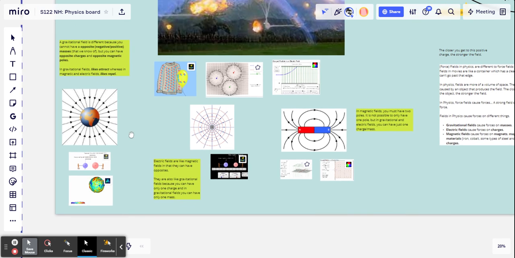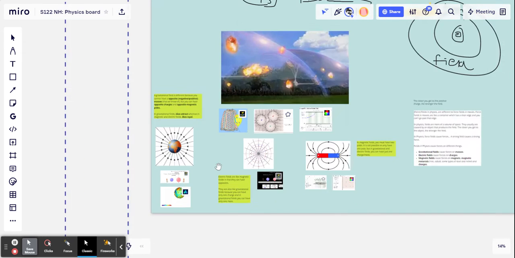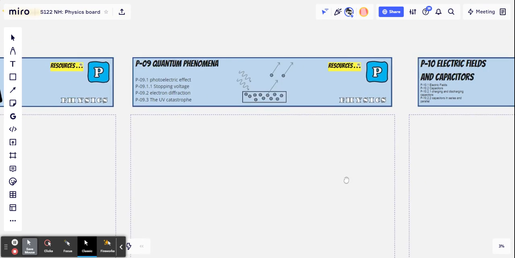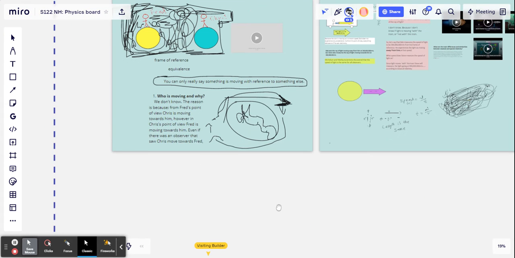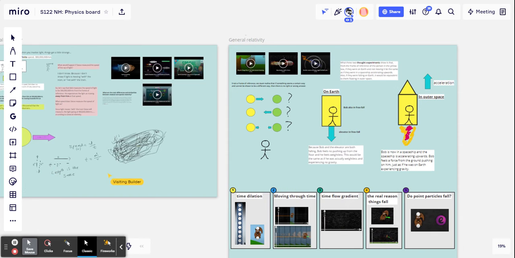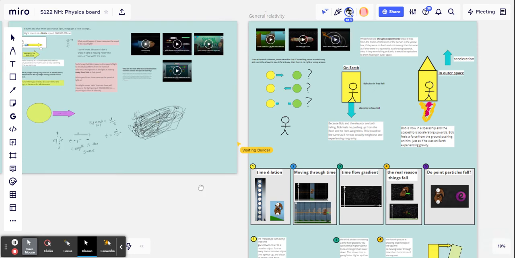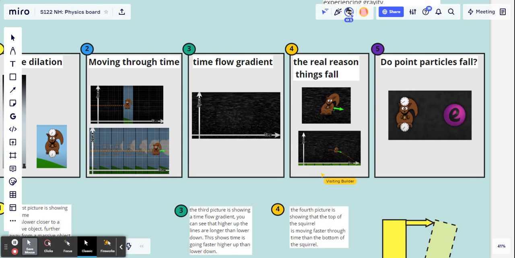We talk about the Earth having a magnetic field, but also a gravitational field. So this is a picture of the gravitational field around the Earth. But then Einstein said, well, no, actually, that's not really quite the case. What Einstein said, which we learnt about in relativity all the way over here somewhere, is that gravity actually causes space-time to be bent. I don't think we have very good diagrams of it. And the reason why things fall, we helped to understand in this way, using this time flow gradient.